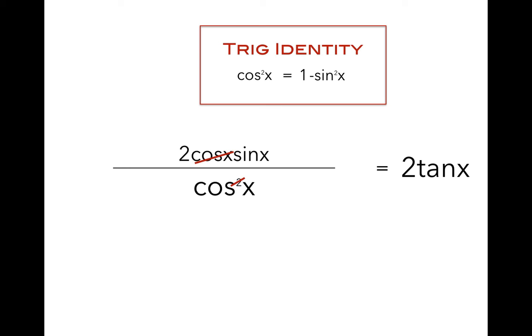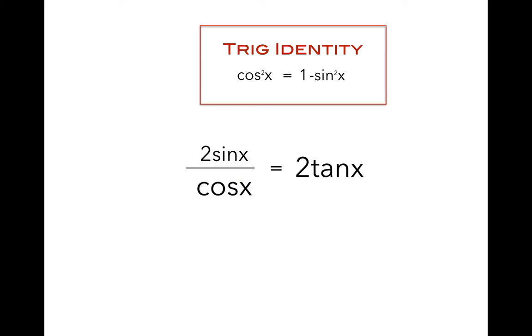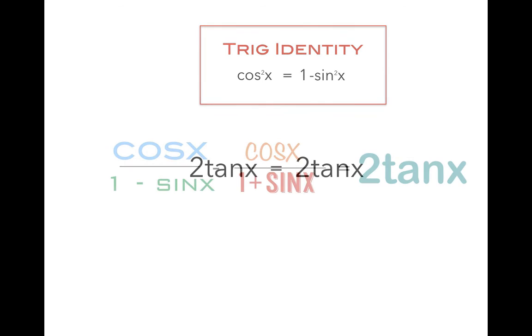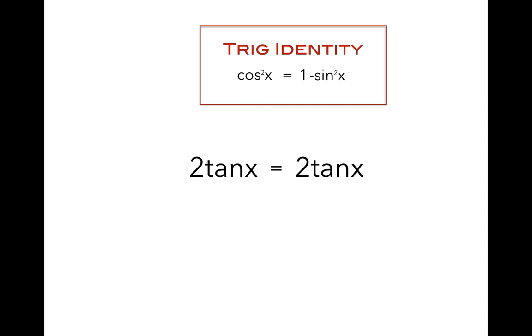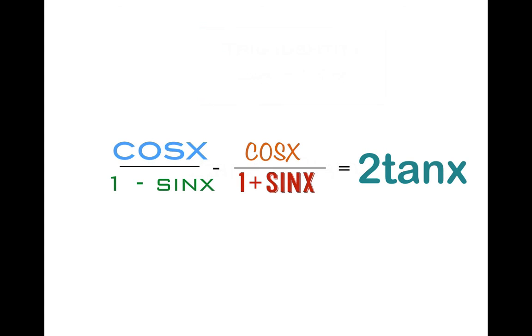At this point, I can cancel out one of my cosines. To clean this up, I end up with 2 sine x over cosine x, which happens to be 2 tangent x. And that does it. So I've just proven this equation, the two sides equal each other. So this is true. All right, well, I hope this helped, and good luck in your study.